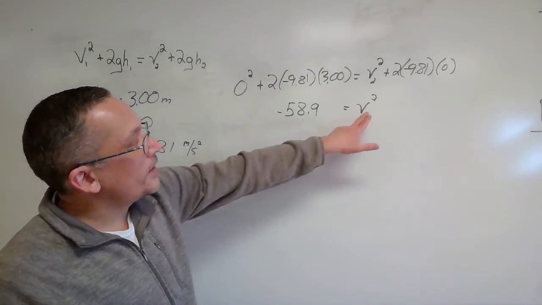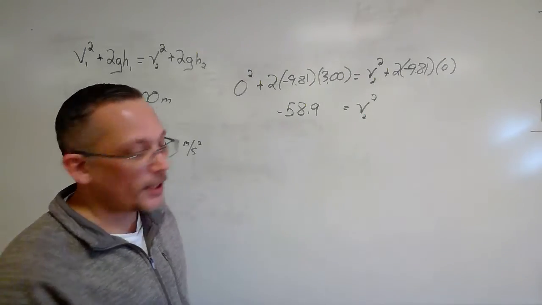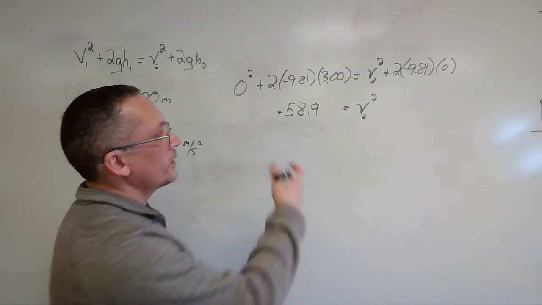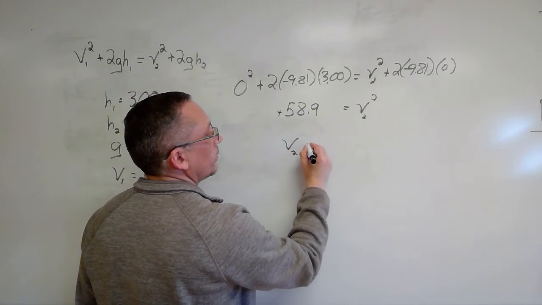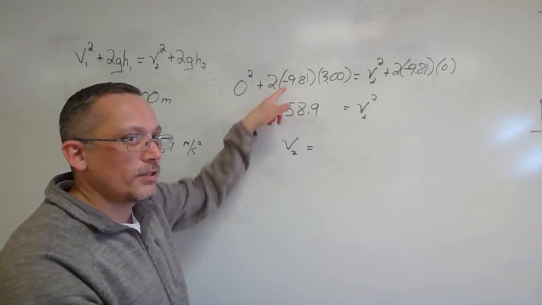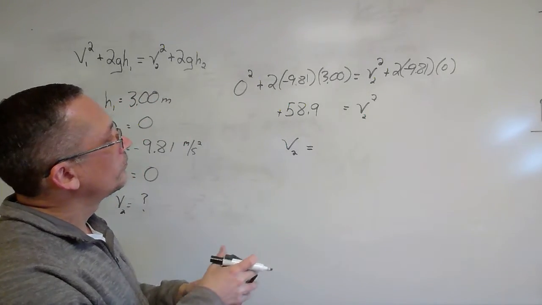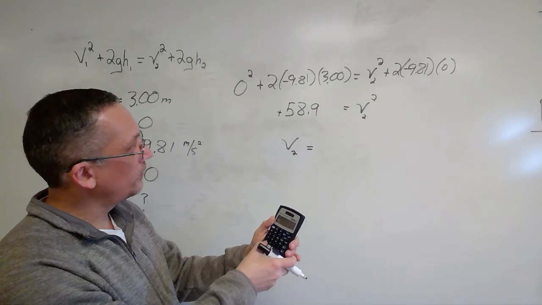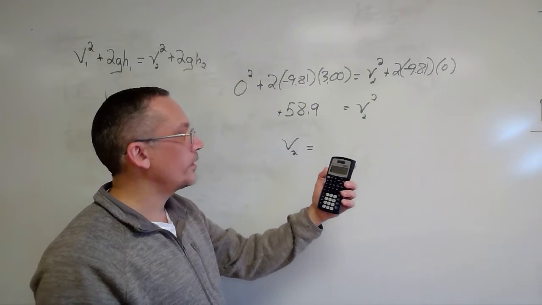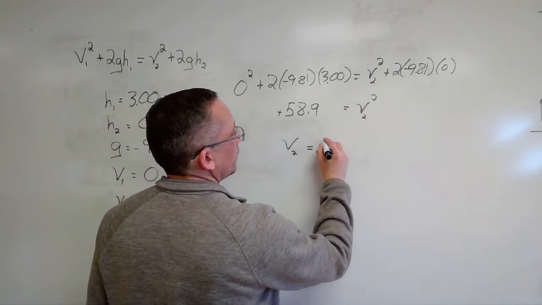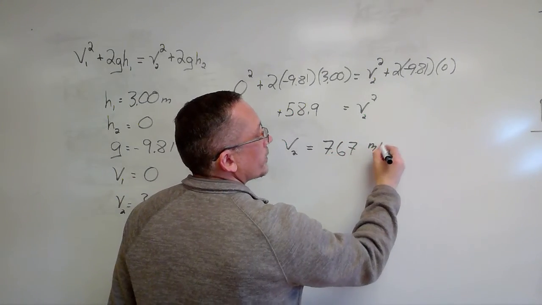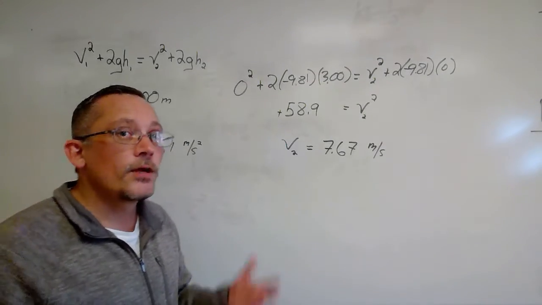Now, you can see I'm trying to take the square root of a negative number here. Let's just pretend that's a positive, make it a little bit easier. So now we're going to take the square root of both sides. g is negative when it's convenient. When it's not convenient, we can pretend it's positive. We'll take the square root of 58.9, and I get, to 3 significant figures, 7.67. And being a velocity, I'm going to put meters per second on that. And there we go, fairly simple.